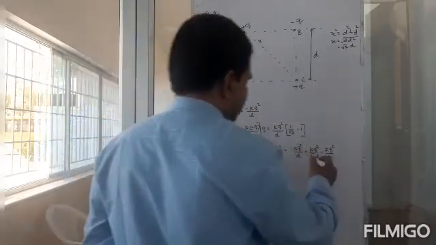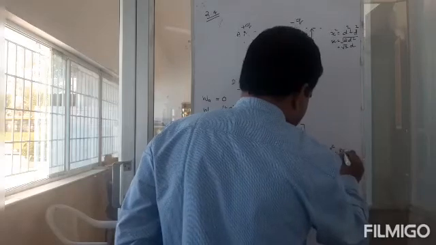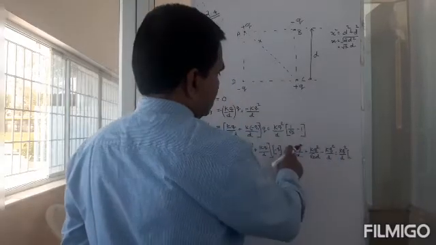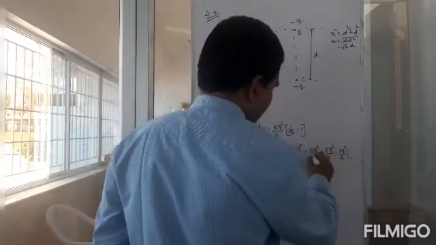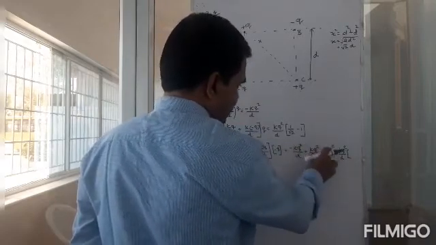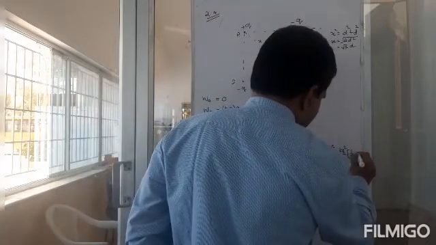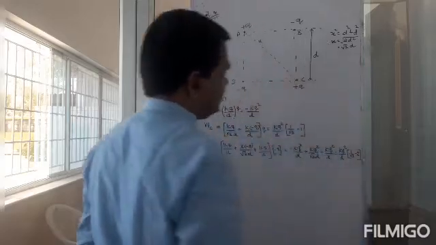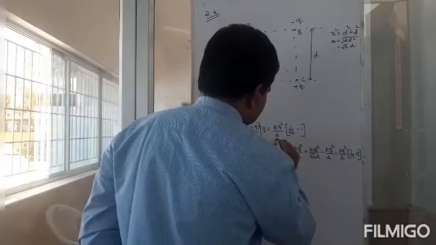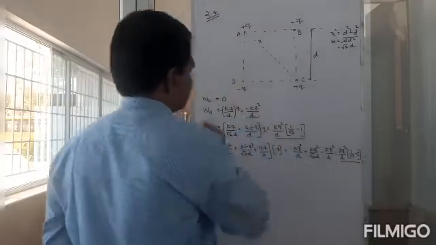So I can take kq squared by d out. What am I going to get now? I got minus 1, minus 1, and 1 by root 2. So 1 by root 2 minus 2. That's what I need to do. Okay, so this is the work, this is the work, this is the work, and this is the 0.